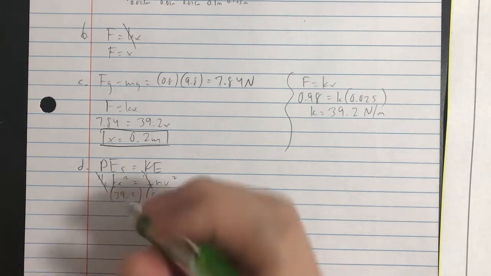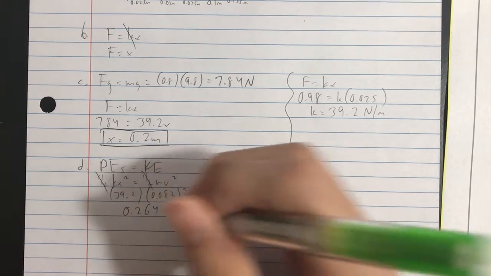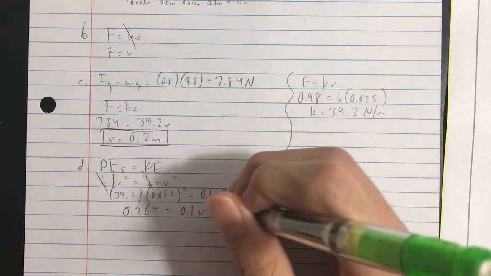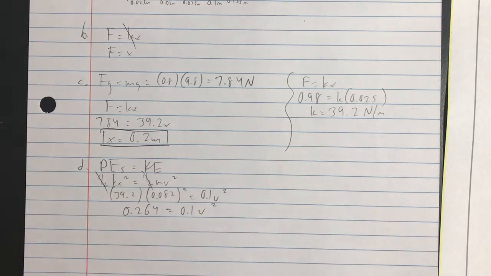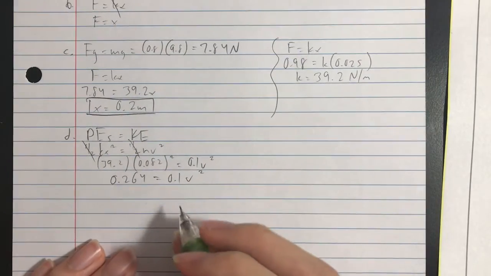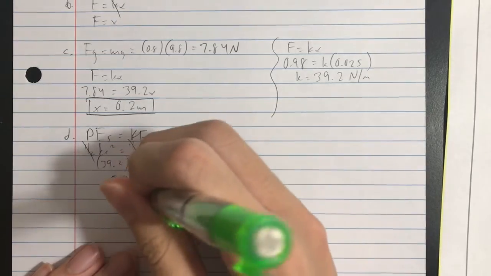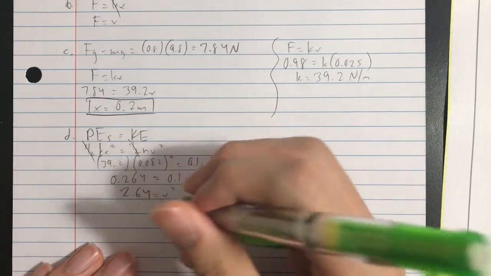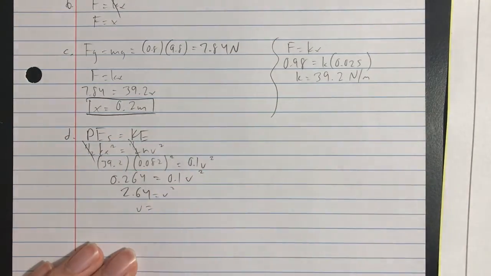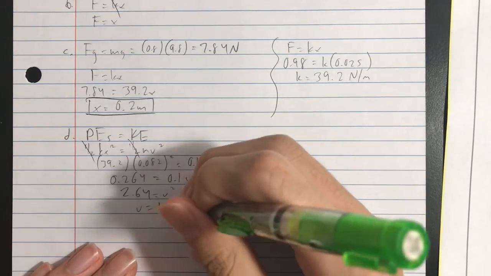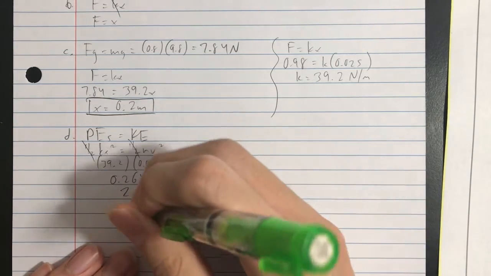Multiply these two together and we get 0.264 equals 0.1 v squared. Then we isolate for v squared by dividing 0.1 on both sides. We get 2.64 equals v squared. Square root both sides, we get v equals 1.62 meters per second.